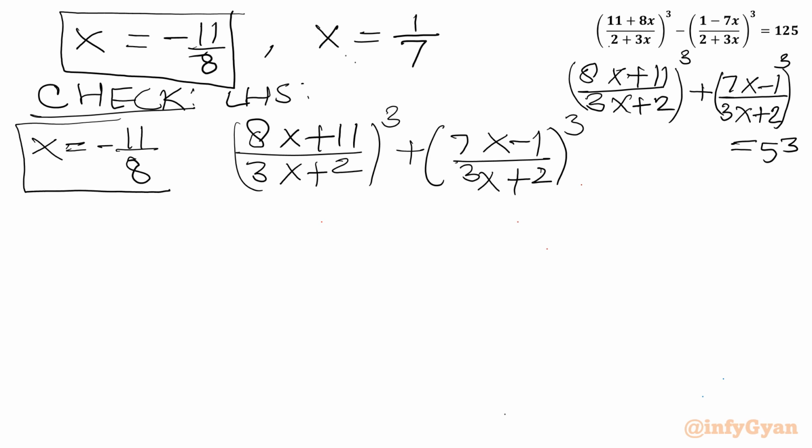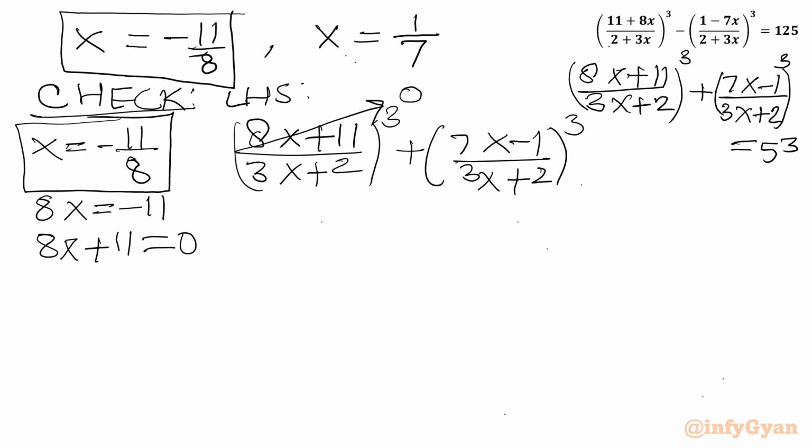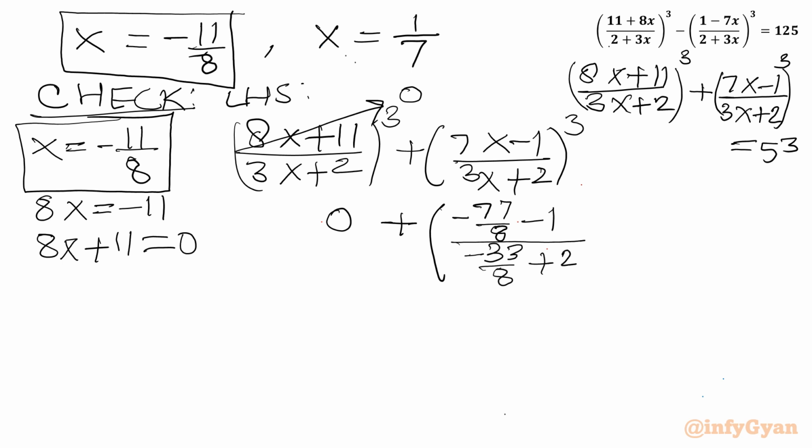So x is equal to negative 11 over 8. So 8x is equal to negative 11. So 8x plus 11 would be 0. You can see this numerator will be 0. So this term is 0 plus. Now 7x. So x is equal to negative 11 over 8. So this will become minus 77 over 8 minus 1, over 3x, so I will write minus 33 over 8 plus 2, whole cube.